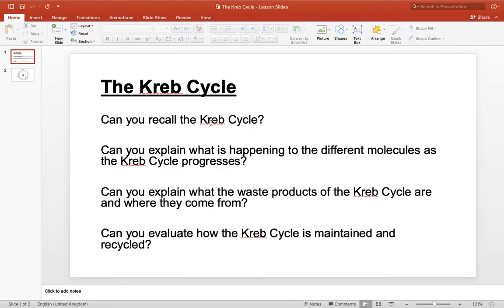So by the end of the lesson you should be able to recall the Krebs cycle. You should be able to explain what is happening to the different molecules as the Krebs cycle progresses. You should be able to explain what the waste products of the Krebs cycle are and where they come from, and you should be able to evaluate how the Krebs cycle is maintained and recycled.